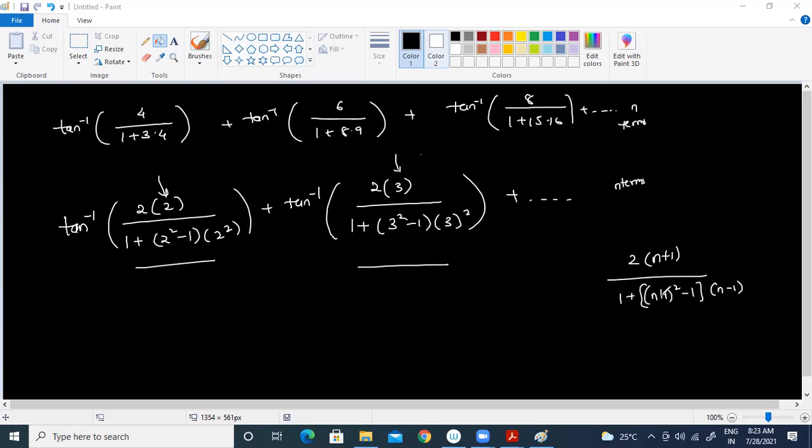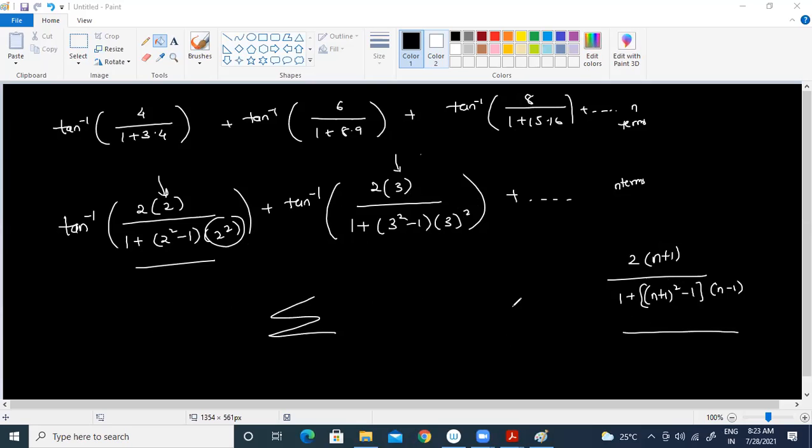One step ahead, no? In the first term, what can you see? 2 plays a major role. In the second term, who is playing a major role? 3 is playing a major role. So in the nth term, who is going to play the major role? n plus 1 is going to play the major role. Do you understand this? This is the most important thing which you have to understand. The rest of the part is easy. Finding the general term is all important here.